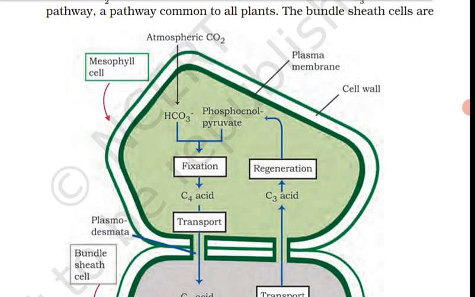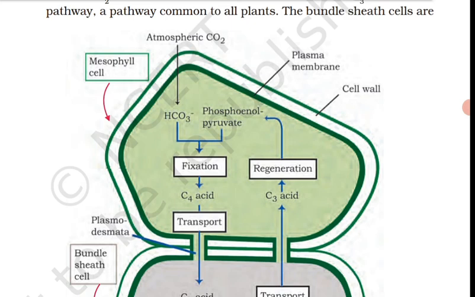Photorespiration process. To understand the photorespiration process, we have to know a little bit more about the first step of the Calvin pathway. The first CO2 fixation step is the reaction where RuBP combines with CO2 to form two molecules of 3-PGA. That is catalyzed by Rubisco. RuBP plus CO2 in the presence of Rubisco gives 2 into 3-PGA.